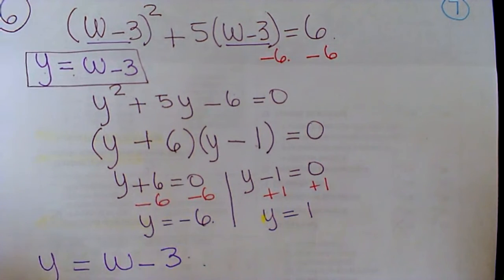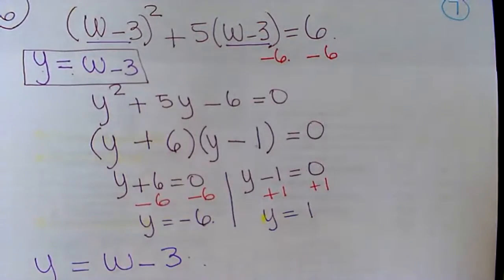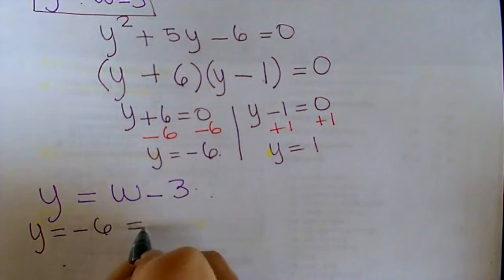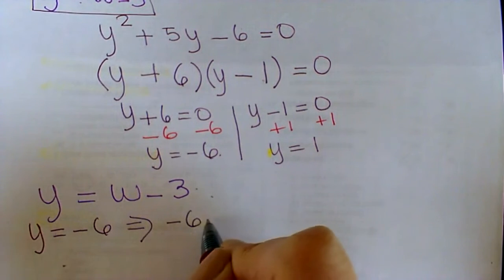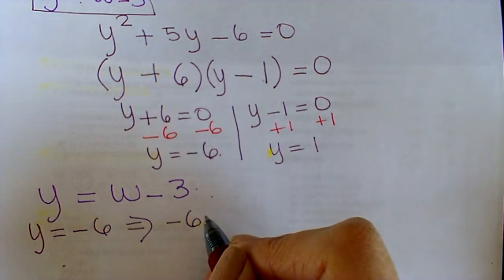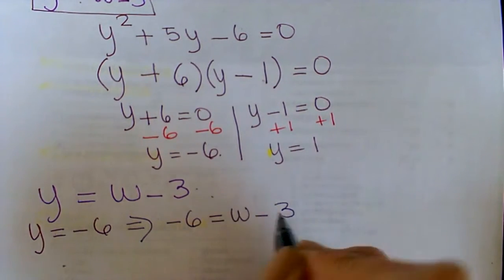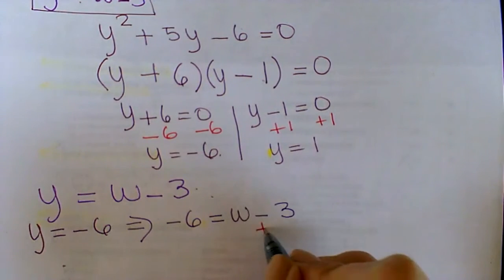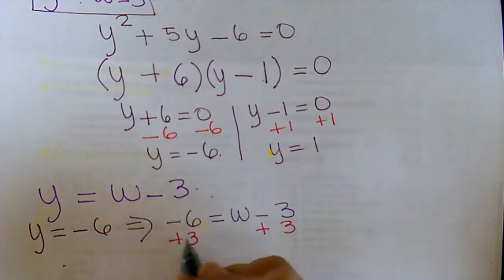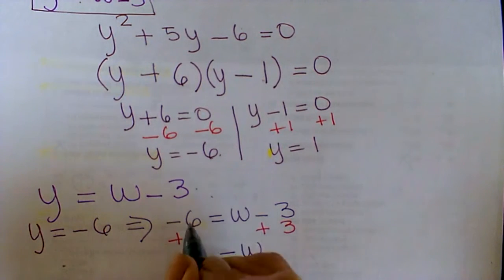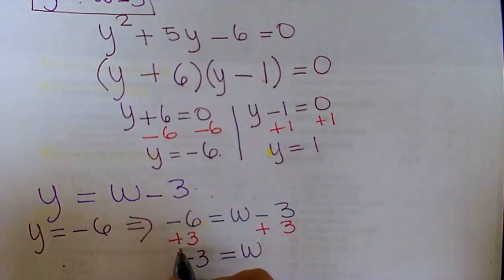So when y is equal to negative 6, let's see what w is going to be equal to. Yes, you got it. Thank you. So I'm going to add 3 on both sides. So what do I get? W is equal to negative 3.